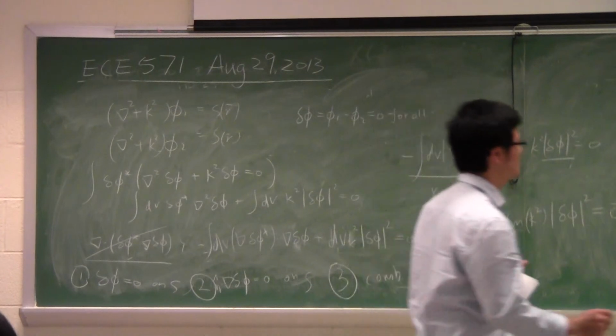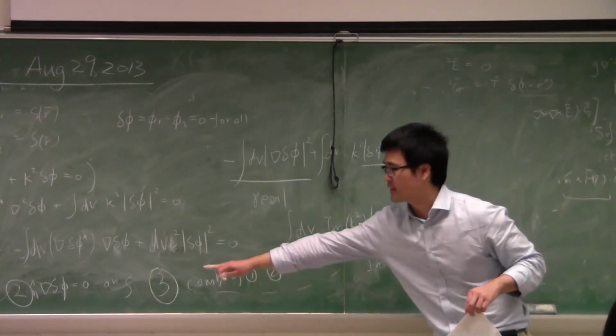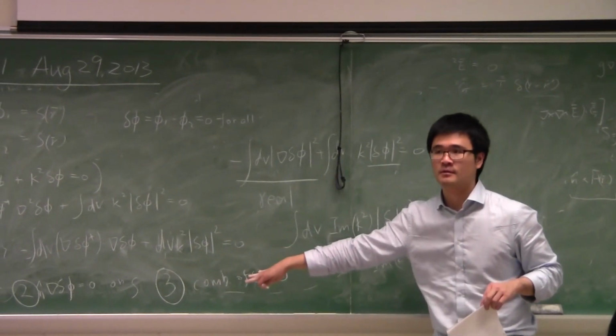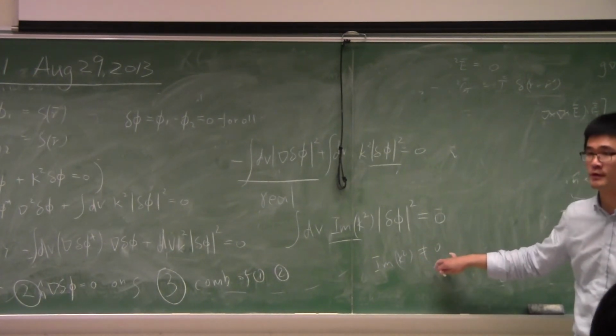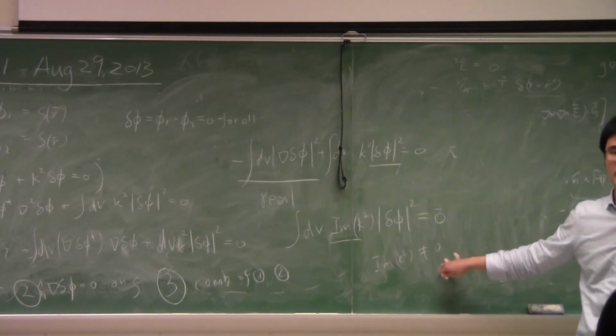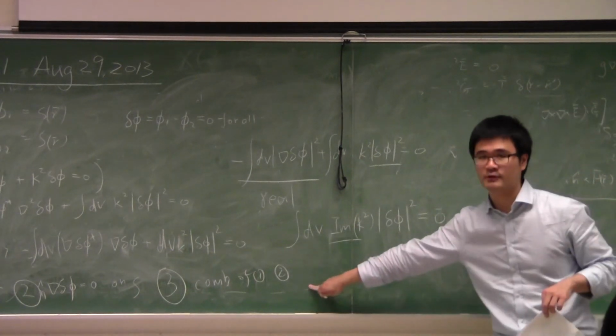So now, not only that, we need to have, if this imaginary part of k squared is not 0, then we can say this delta phi is always 0. So to have this solution to be unique, first you have to satisfy these boundary conditions. And secondly, you need to have this imaginary part of k to be non-zero, meaning you need to have either loss or gain. So to have the solution to be unique, you first need a boundary condition, and then you need this condition.